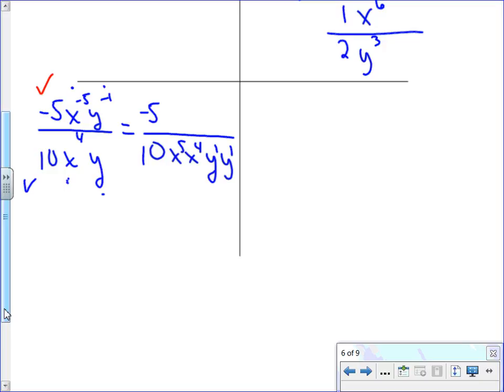-5 divided by 10 is -1/2. Add those exponents, x to the 9. Add those exponents, y squared. Last example.